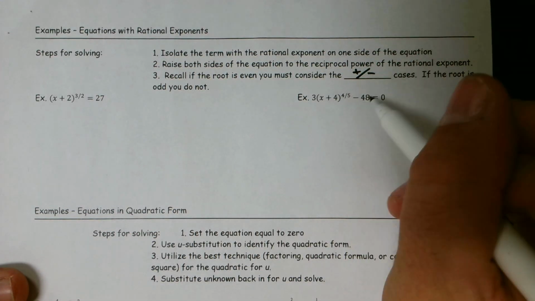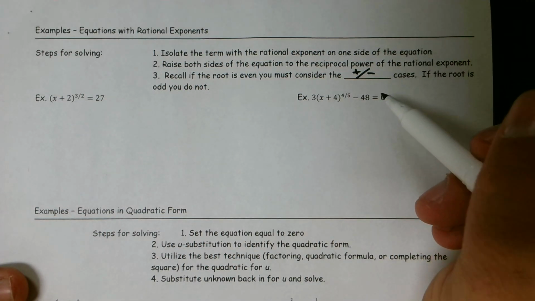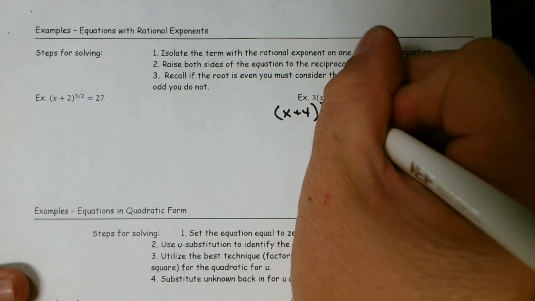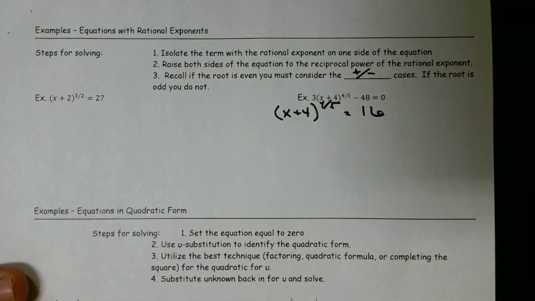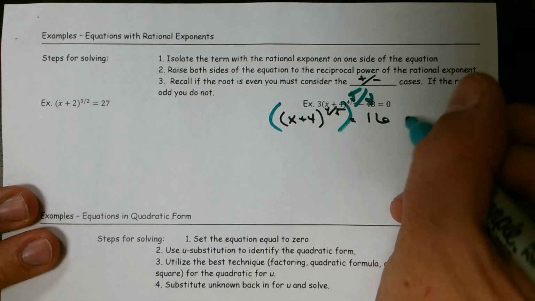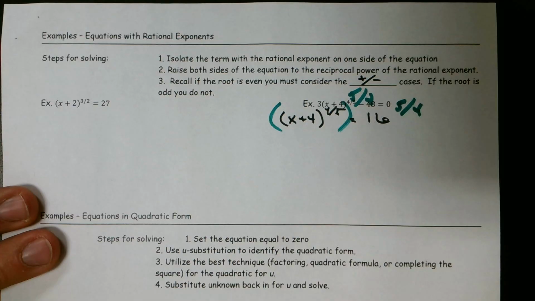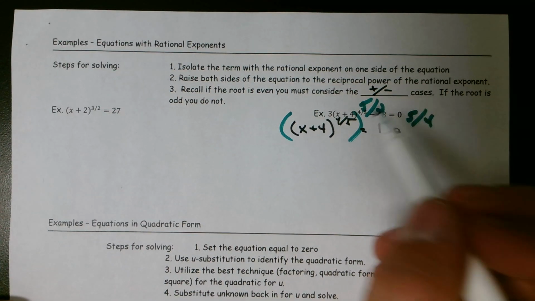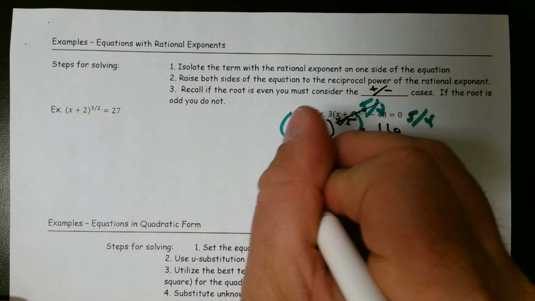We want to isolate our x by itself. So I'm going to add 48 and divide by 3. We end up with (x plus 4) to the 4/5 is equal to 16. Now, to get rid of that 4/5 power, we take it to the reciprocal power. So we take everything to the 5/4 power, which means we have to take 16 to the 5/4 power. That allows us to cancel out our exponents and leave us with just x plus 4.